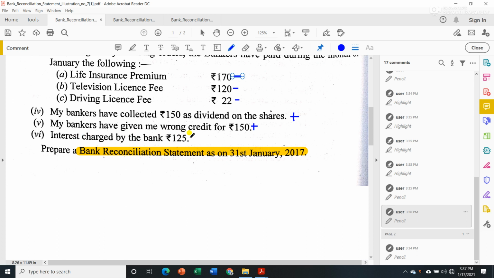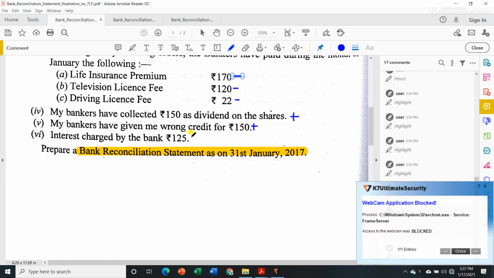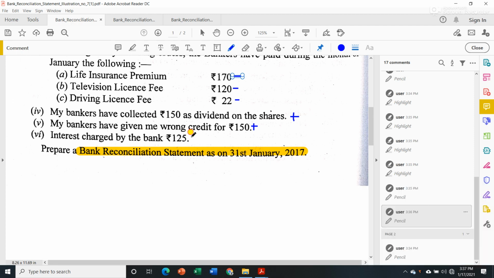Then next is interest charged by the bank, rupees 125. Means 125 was deducted from my bank account but was not recorded in cash book. So since this is a payment and my cash book is showing more than passbook, I will just simply deduct this from the cash book so that my bank balance and my bank passbook are showing the same amount.